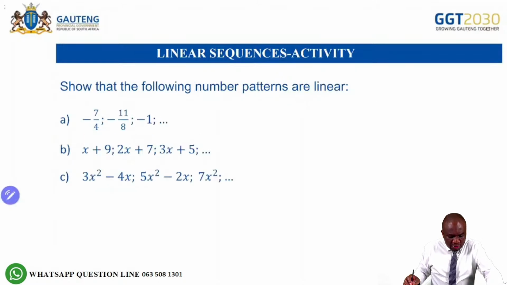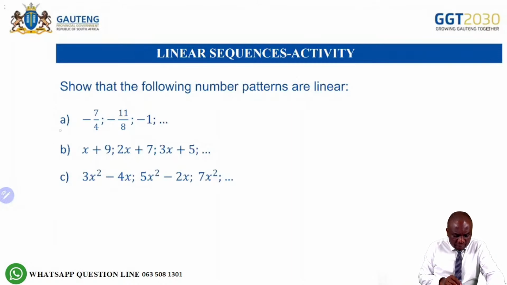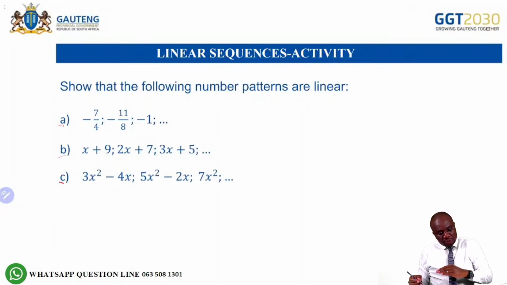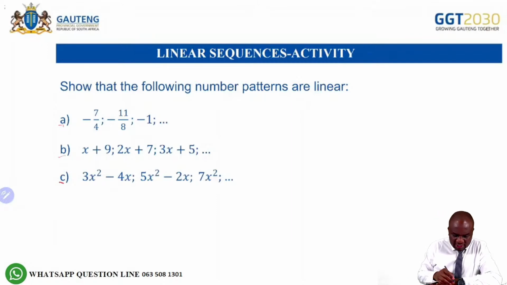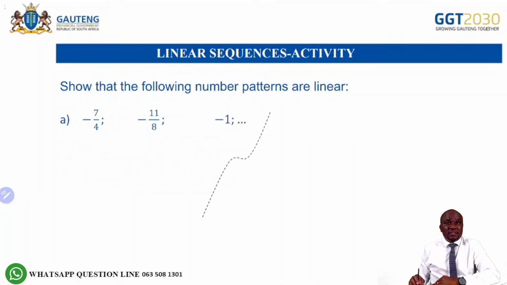Right. So now, I want us to do this. We have these three. We'll do A, then we go to B, then we go to C. We won't do them once. Show that the following number patterns are linear. Let's do A first, and then after 1 minute, we mark our A, we go to B, 1 minute, and then we go to C like that. Let's start with A. Show that this number pattern is a linear sequence. Let's do this in what? In 1 minute. Let's try.